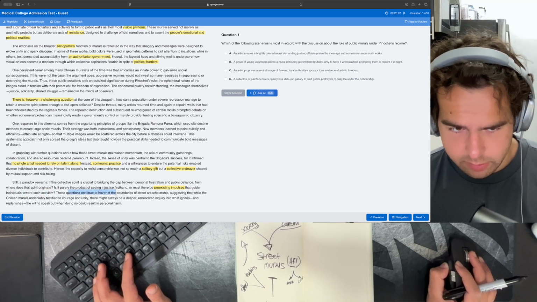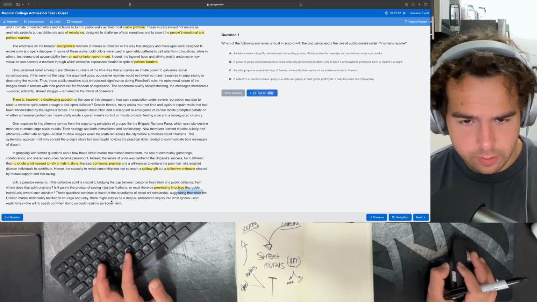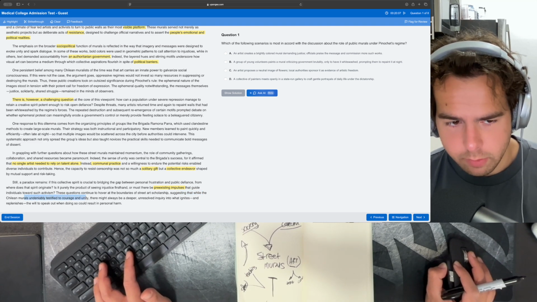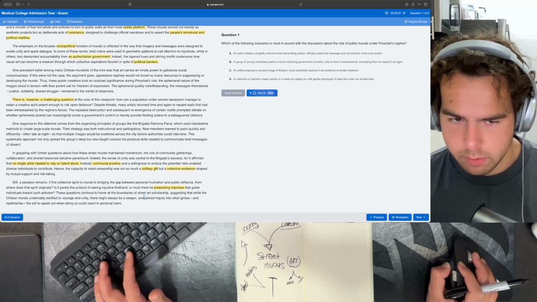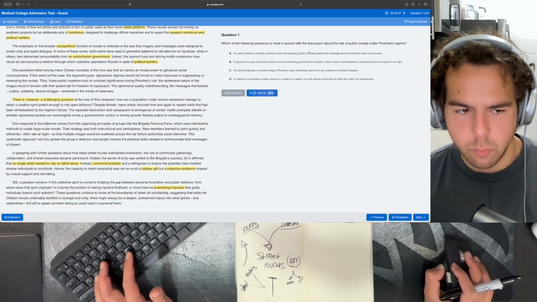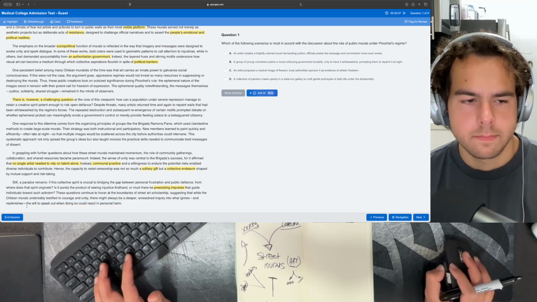So these questions continue to hover at the boundaries of street art scholarship, suggesting that while the Chilean murals undeniably testified to courage and unity, okay, there might always be a deeper, unresolved inquiry into what ignites and replenishes the will to speak out when doing so could result in personal harm.